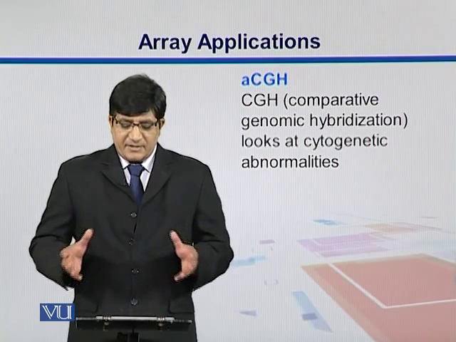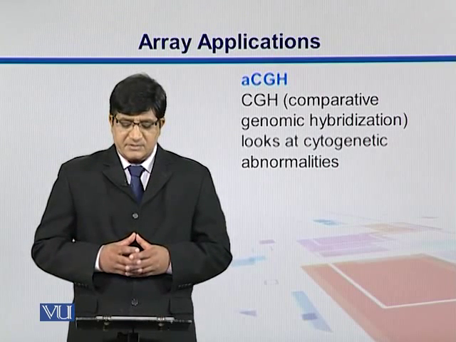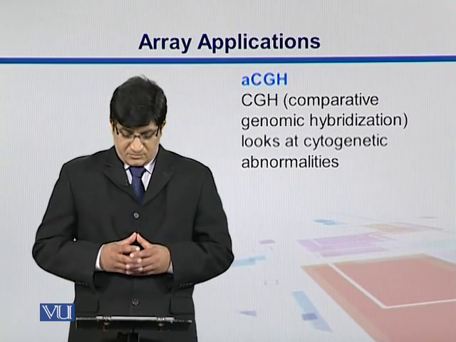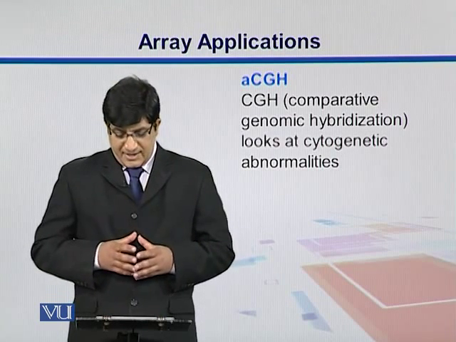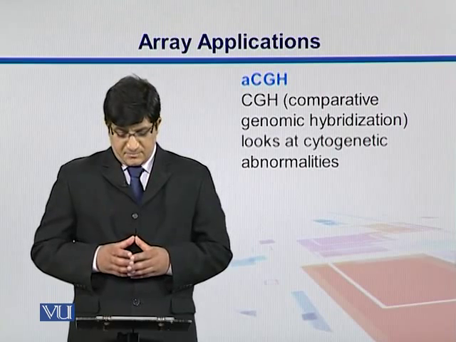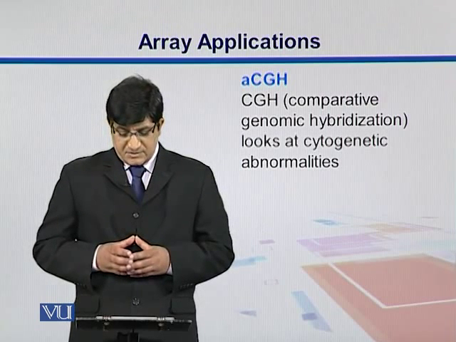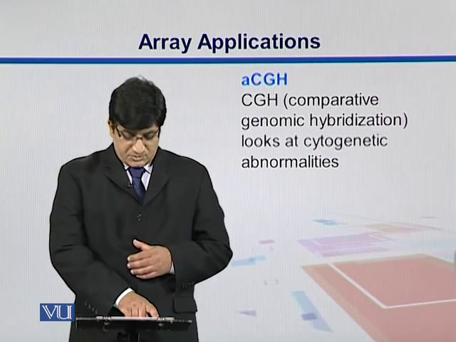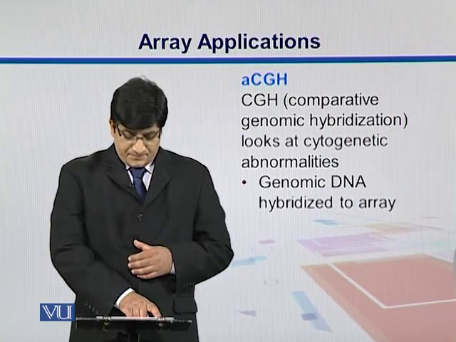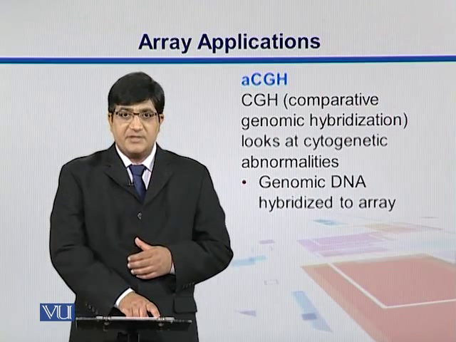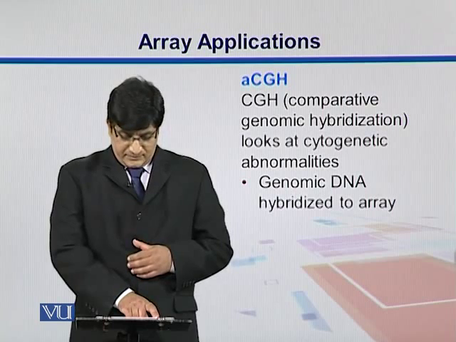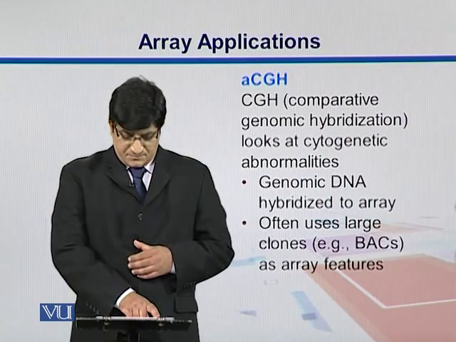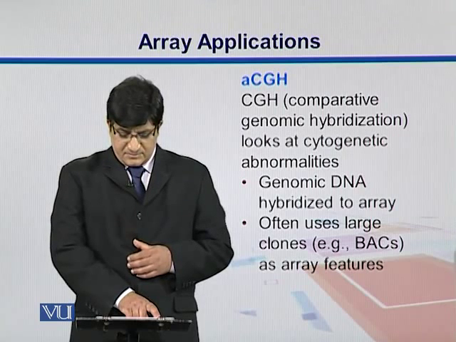Comparative genome hybridization, CGH. That is array CGH, comparative hybridization, which is there to look into cytogenetic abnormalities. So we can also design arrays for that. We take genomic DNAs and we hybridize them to these arrays. And sometimes we use large clones, for example BACs, etc.